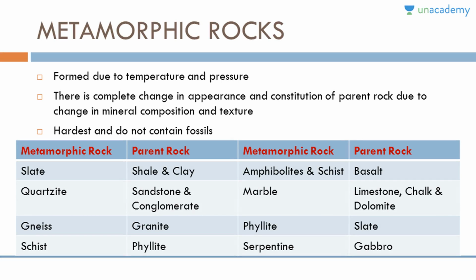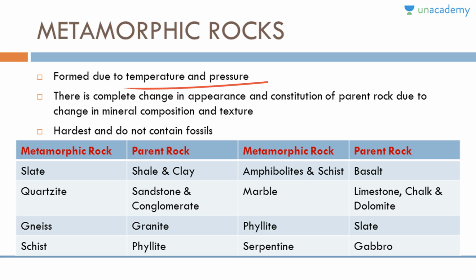Metamorphic rocks are the third type of rocks found over the surface of the earth, and they are formed due to intense heat and pressure. This results in a complete change in appearance and constituents of the parent rock due to change in mineral composition and texture.